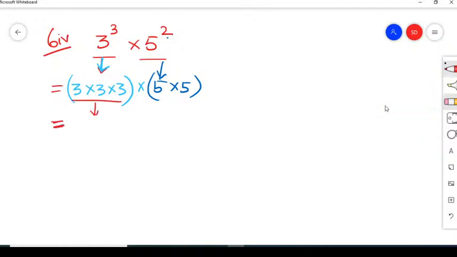So what will be the answer then? This one is 27 into, this one is 25. So that is 25 sevens are 175, and 25 twos are 50. 50 plus 175 is 675.